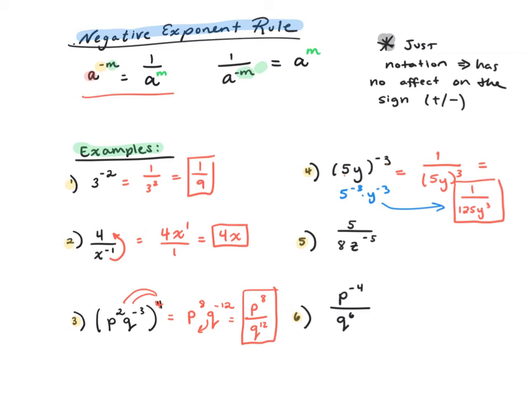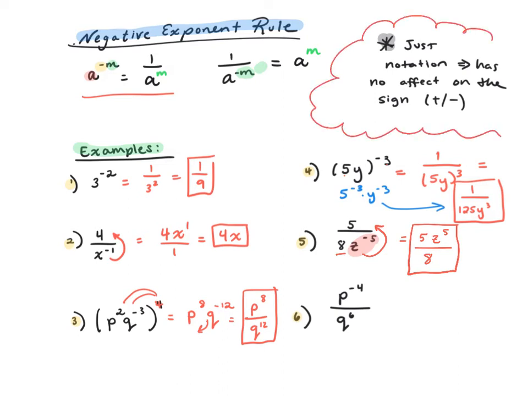In the next one, the only thing that needs to change is z to the negative 5. That needs to move up, and that alone, because the 5 doesn't have a negative exponent. This 8 doesn't have a negative exponent either. So it's going to be 5 z to the 5th over 8. And that's my answer.